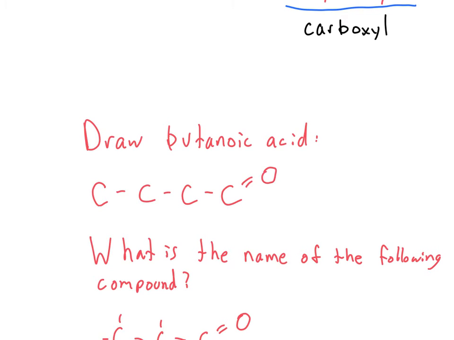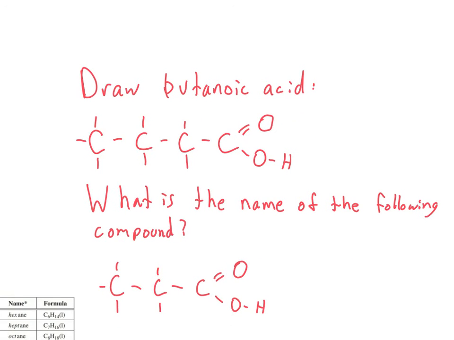And so there's a double bond to an O there, and a single bond to an O, and then another bond to an H. And instead of me drawing all the other hydrogens in, I'm just going to draw lines where there would be hydrogens, and there we are. That's butanoic acid. The next question is, what is the name of the following compound?